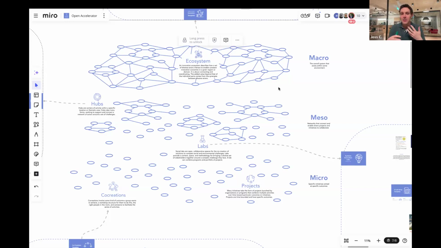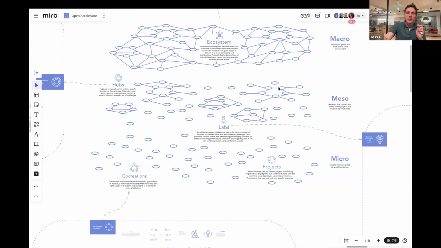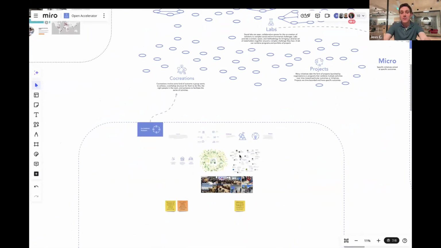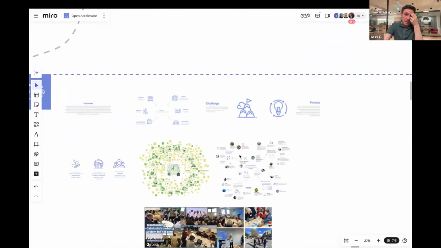And systems innovation, systems change, has to happen at all different levels. It's not just the ecosystem level, it's all these different levels in between. So today I just want to share a little bit about some of those formats. We'll start down here on the micro level of co-creations. And these are individual.